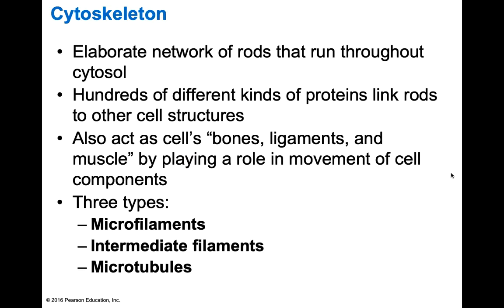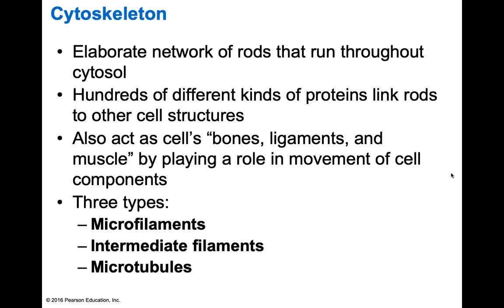Next, we have another network. So the endomembrane system is a whole network. The cytoskeletal system is also a network of things working together. So it's an elaborate network of rods that run throughout the cytosol. So remember, that's the jelly stuff between all of the organelles. There's hundreds of different kinds of proteins that link these rods to other cells. We have the linking of organelles to these different fibers. These fibers can help to hold cells together. These parts of the cells can help to mobilize different organelles within the cell. They have a lot of different functions.